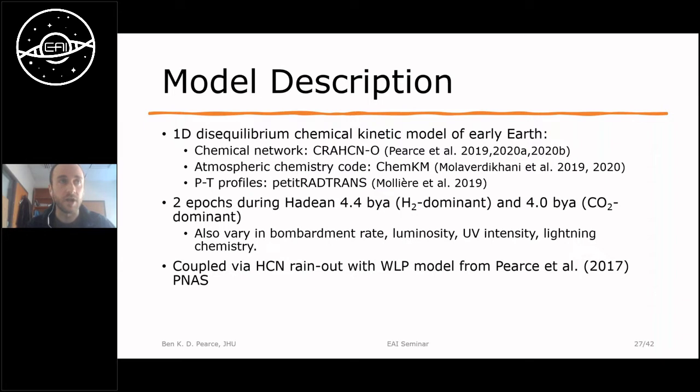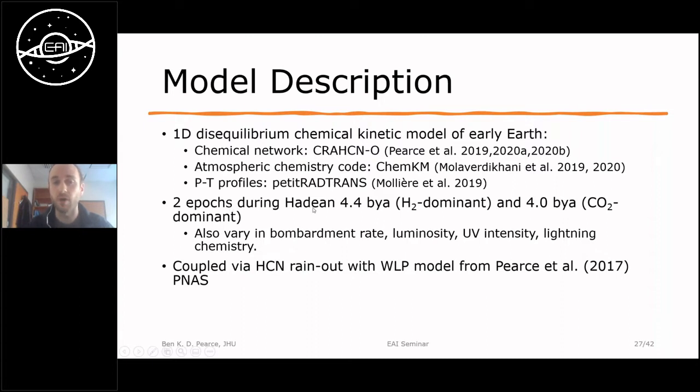We do not have a pressure temperature profile for early Earth, so we have to calculate it, and we use a radiative transfer code called petitRADTRANS. And this allows us to be consistent with the composition and the pressure temperature profile, considering the greenhouse gases that would have been present and the various opacity sources.